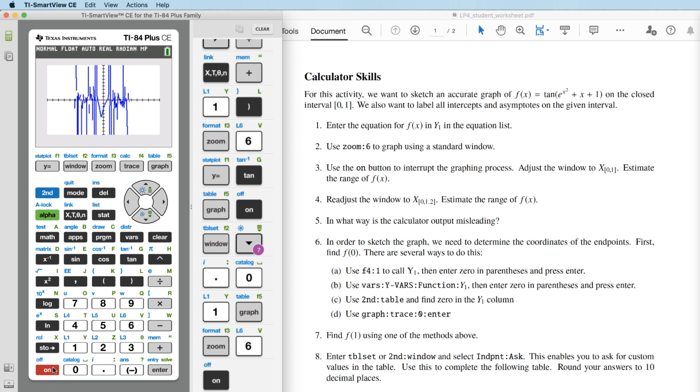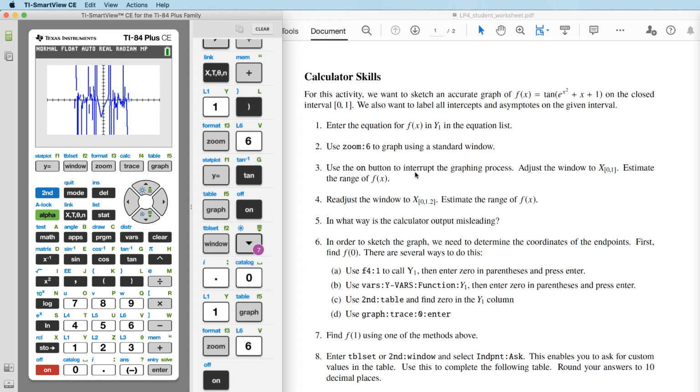It's not going to work out very well on this example because my emulator is running on my computer and it's very fast. But again, hopefully if you're following along with your handheld calculator, you'll see what I mean here, because I do think this is one of the most valuable tips that we're going to go over today, using that on button on your calculator to interrupt the graphing process.